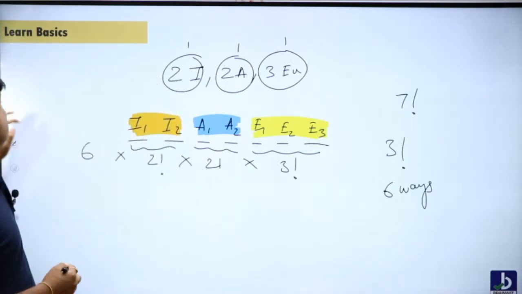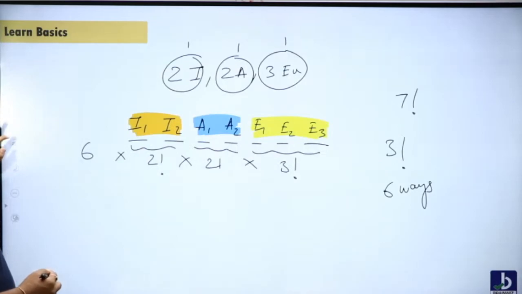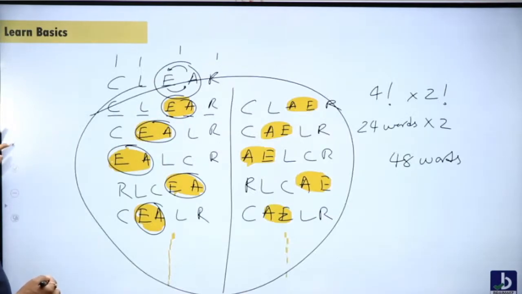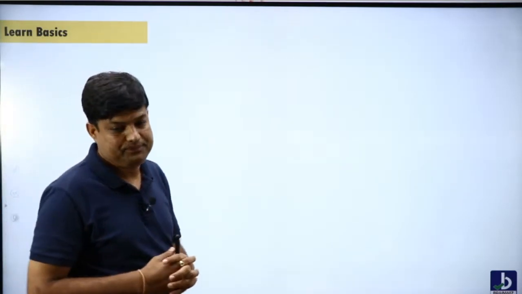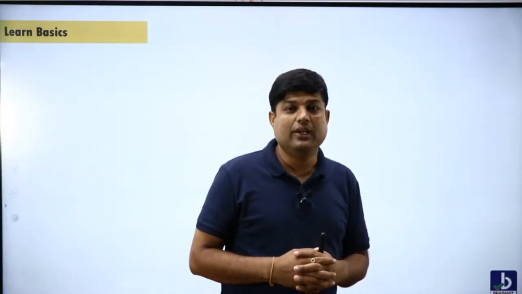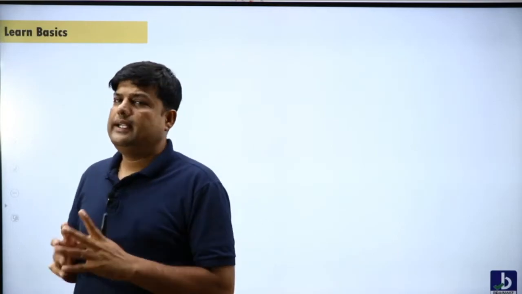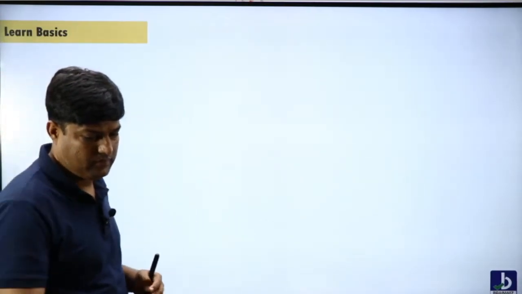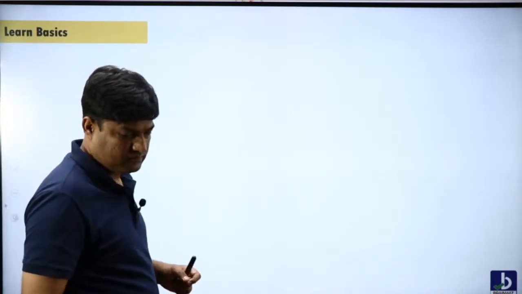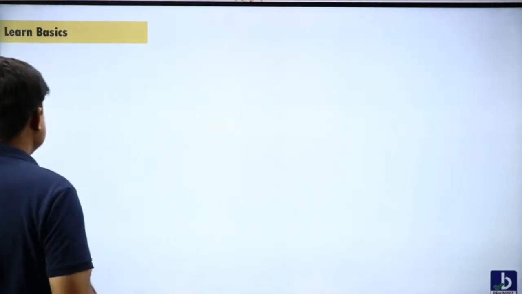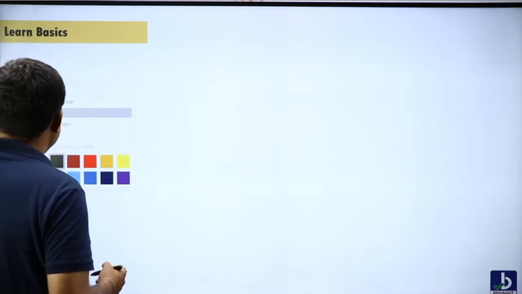Are you understanding? Now, let me try to ask you in a very simple way. In how many ways are the vowels not together? Students, we are learning now vowels are not together. It's a very simple way. Let's see vowels not together. This is also quite simple.